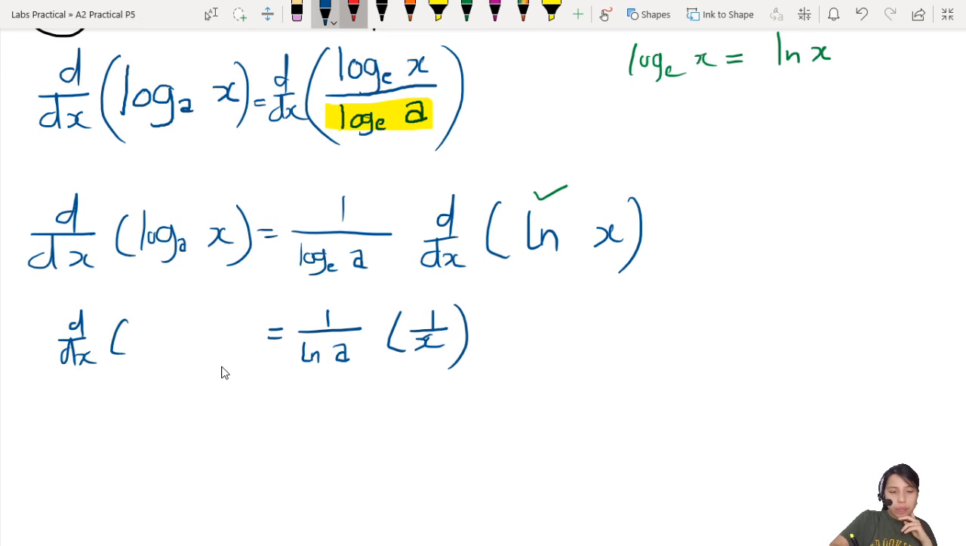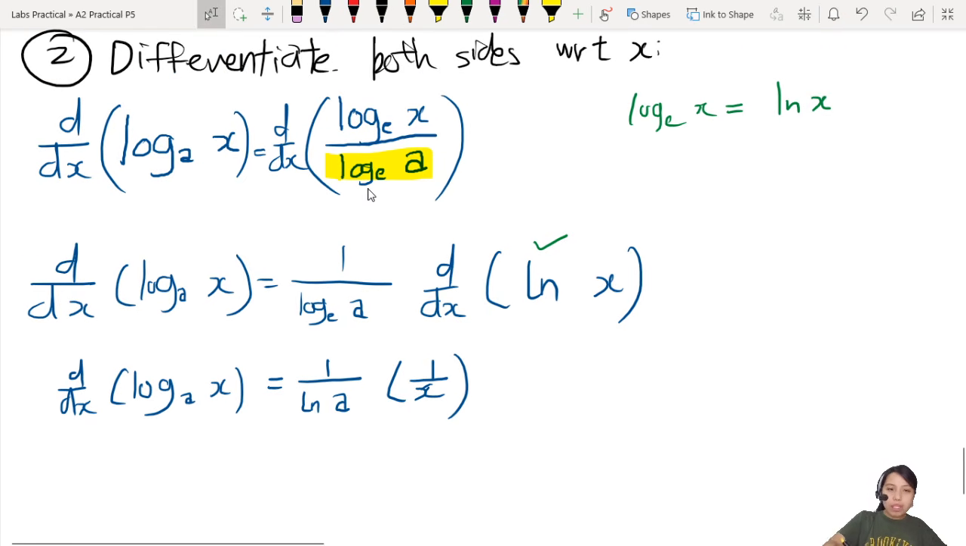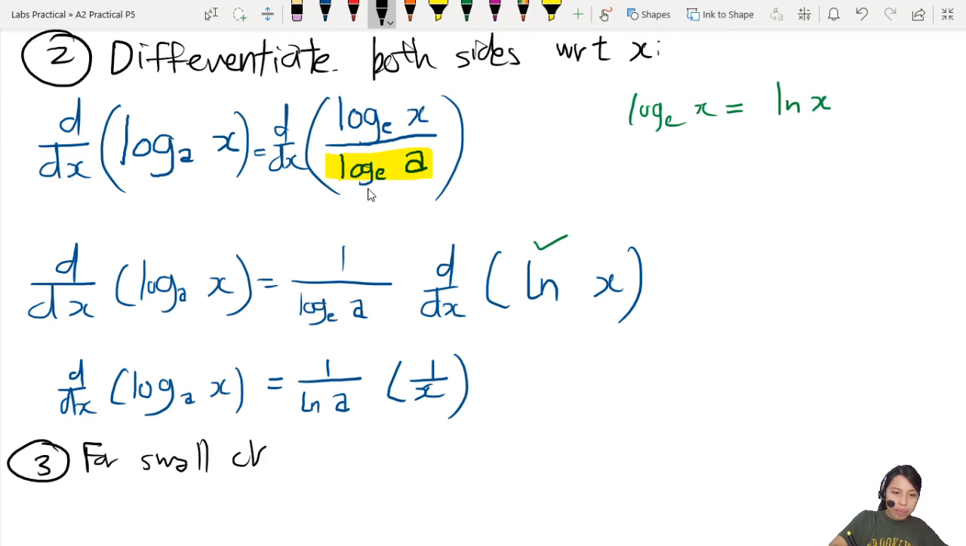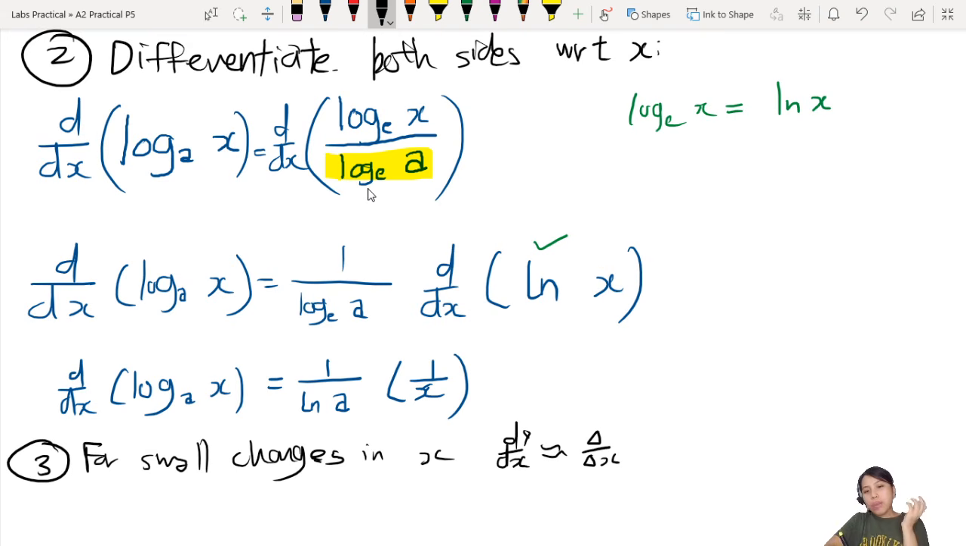We have done our differentiation. We have this equation. Does it look very familiar to you? The last step is to actually recognize that differentiation, dy dx, d log dx, is related to small change, delta. And small change is related to uncertainty. So you can say for small changes in x, means a small variation, a small uncertainty, you can say that d by dx is roughly the same as delta by delta x. Okay, so if it's delta y delta x, that is dy dx. If it's delta log delta x, that is d log dx. So we just write like that.